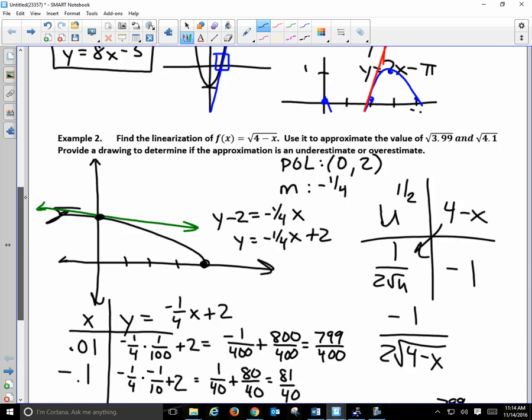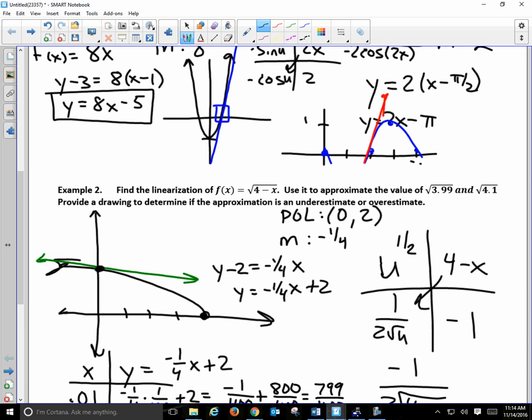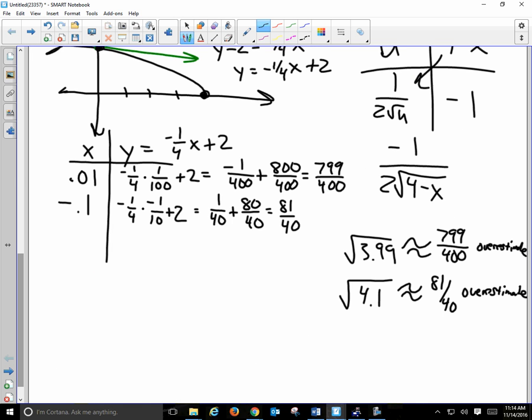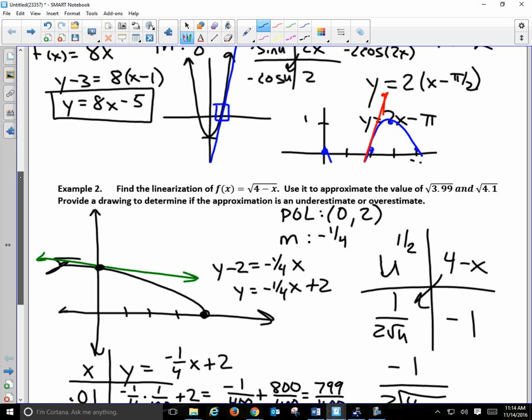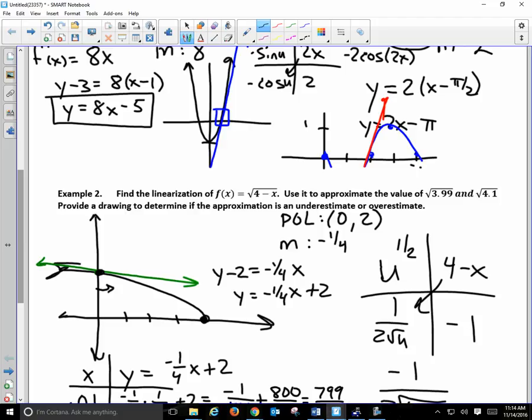I can't think of a lot of examples that we're going to come up with, but the sine graph would have been an exact situation where one would be an overestimate and one would be under, because as you can see, we headed to the right and then we headed to the left. But you can look at your graph here. As we head to the right, 0.01, we're over. As we head this way, negative 0.1, we're over.